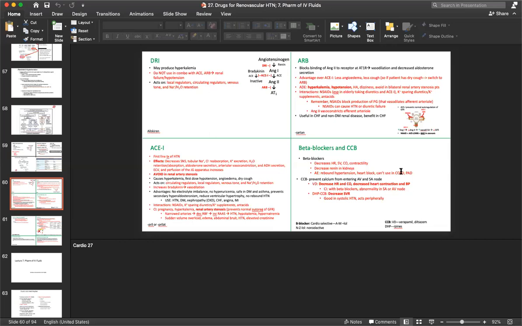Calcium channel blockers prevent calcium from going to the AV and SA nodes. They decrease heart rate and cardiac output. And that is our non-DHPs, and then our DHPs are going to decrease our SVR.